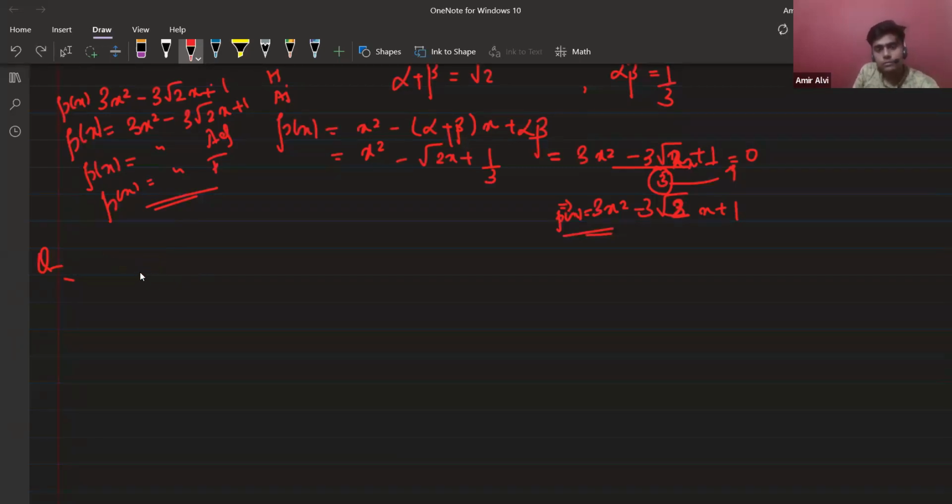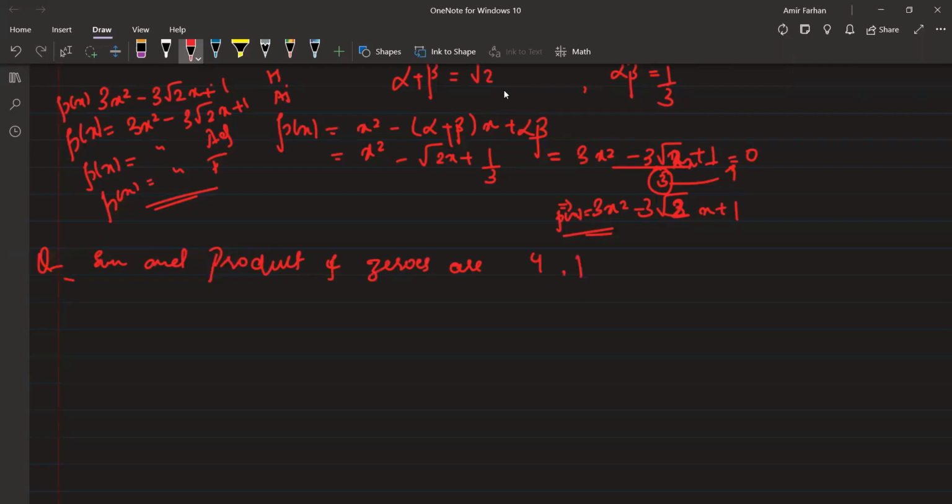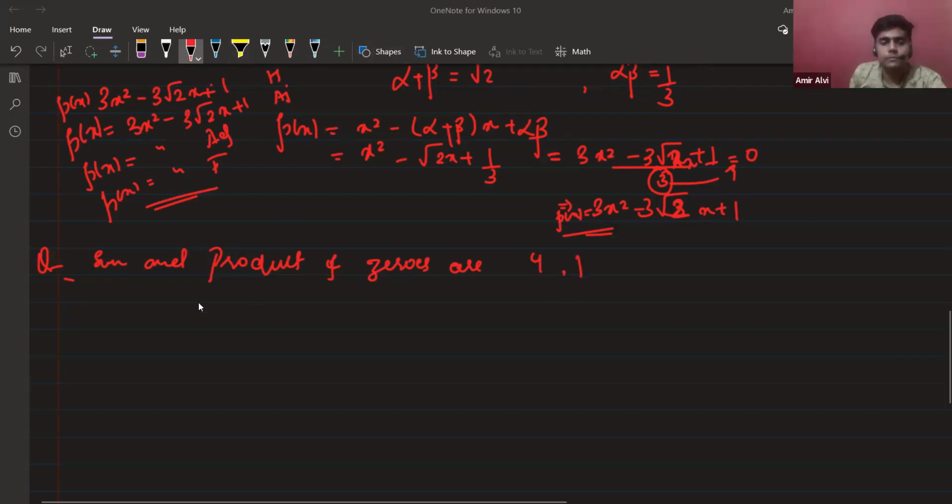Sum and product of zeros are 4 and 1. Very easy question. Tell me. Yes, Hiba? x square minus 4x plus 1.